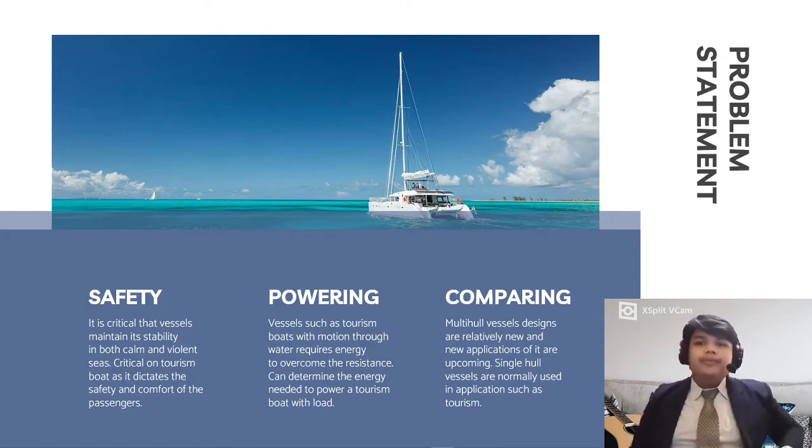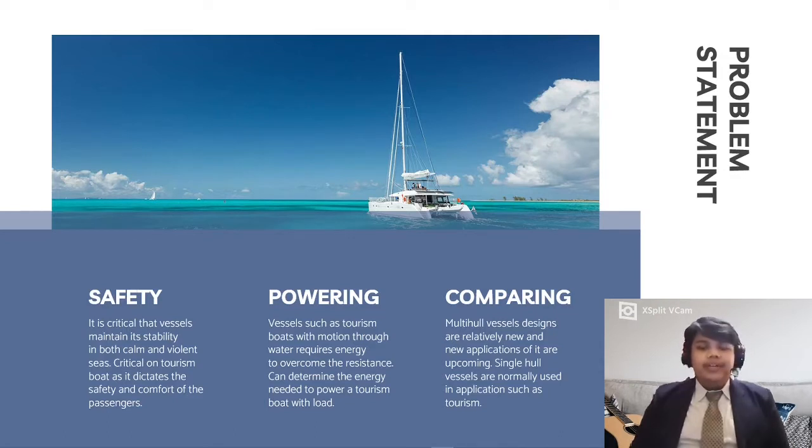Continuing on to the problem statement. The first point is on the safety of a boat or a vessel. Stability is the main point in safety for a boat or a vessel. It is critical that the vessel maintains its stability in both calm and violent seas. It is critical on a tourism boat as it dictates the safety and comfort of the passengers. Finding the difficulty of a boat to capsize, as instability directly affects the safety of a boat or vessel.